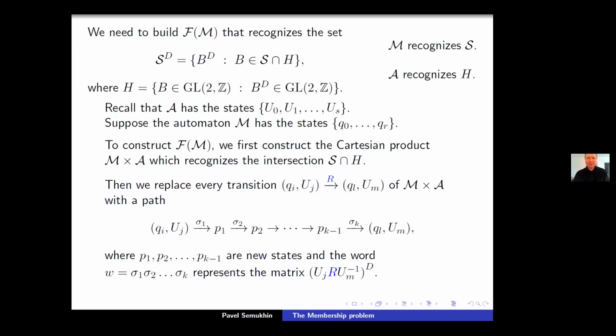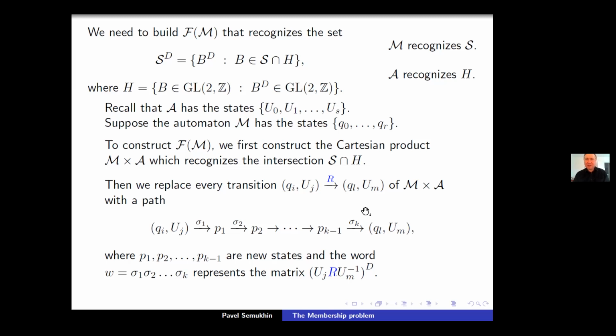And then, after we have this, we need to replace all transitions in this product automaton with new paths. And we do it as follows. Recall that originally we wanted to replace a transition with label R with something which looked like R conjugated with D, but the problem was that R conjugated with D was a fractional matrix. So here we do something slightly different.